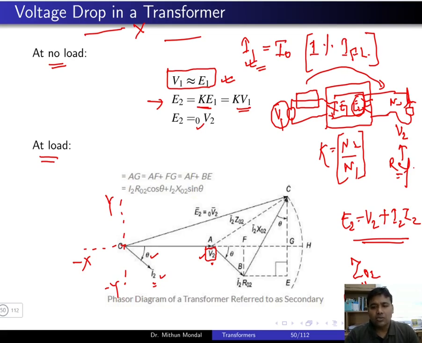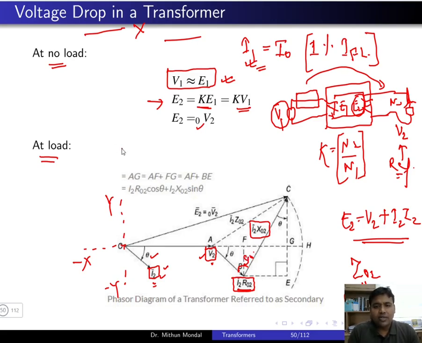Obviously on the secondary side, if you try to find the voltage drop in the resistance, you will have I2 into R02, because you have I2 here, and you know that for a resistance, obviously the voltage will be in phase with the current. So the voltage drop I2 R02 will be in phase with I2. We have drawn it in this way, and I2 X02, which is at 90 degrees from here, is the drop in the reactance.